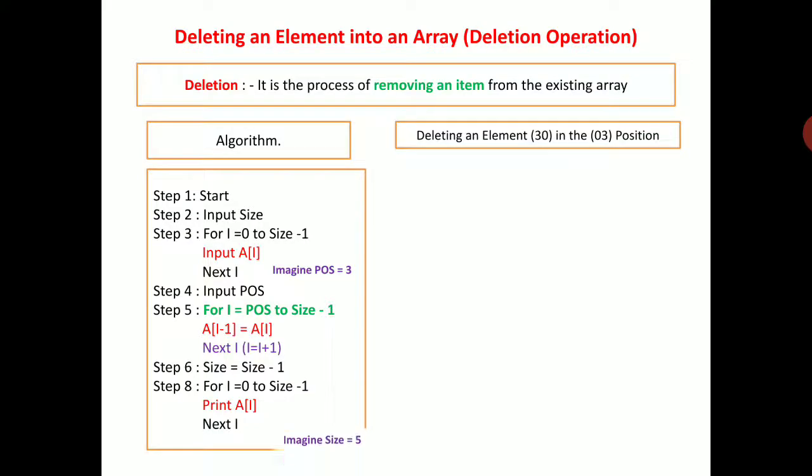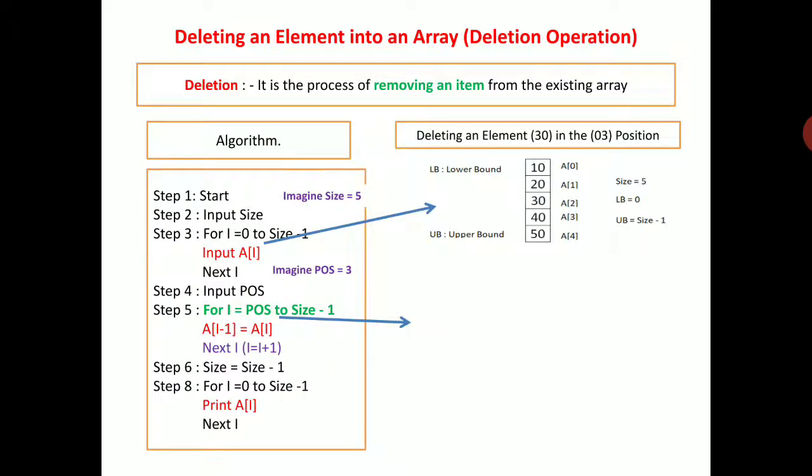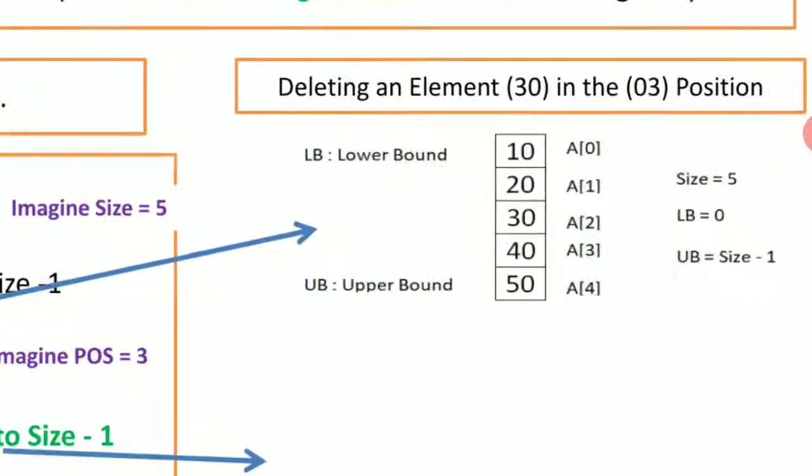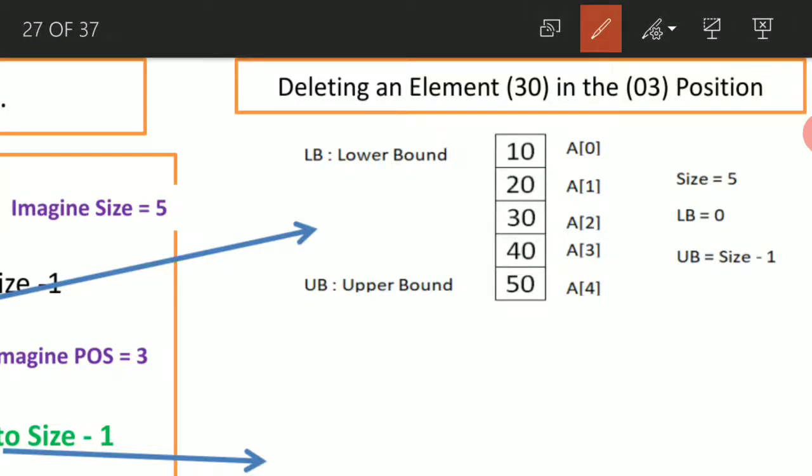Okay, we are seeing one example here. We will concentrate on this array. This array has 5 numbers. The first number is 10. The second one is 20. The third one is 30. Then we have 40 and 50. The size of this array is 5, the lower bound is 0 and the upper bound is size minus 1, that is 4.